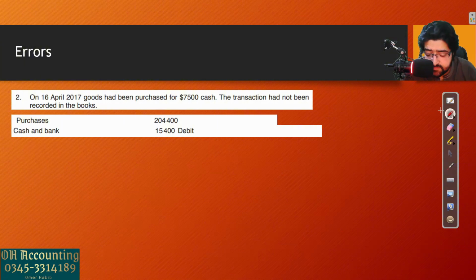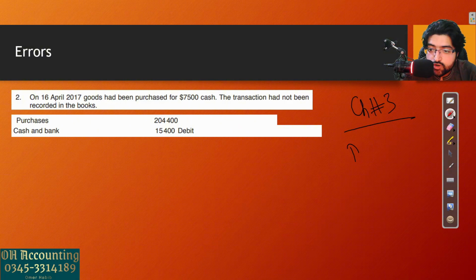Errors. Okay, in the question they will give you some errors. They can give you 1, they can give you 2. In some questions I've also seen 3 or 4 errors mentioned, so we have to correct them as well. These are very easy and they are corrected on the go. There's no fixed format for that. You should just know the double entry system of accounting, which is chapter number 3. If you know what to debit, what to credit for a transaction, you can easily fix these errors.